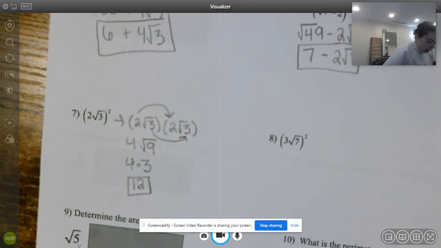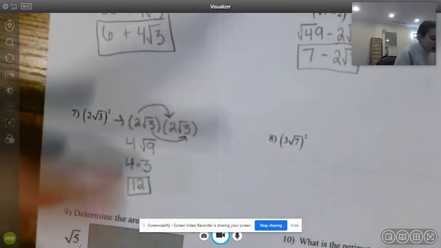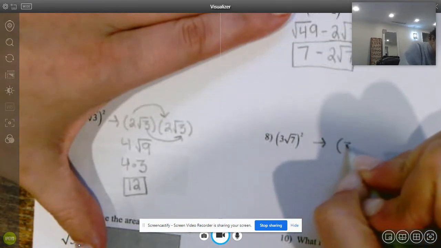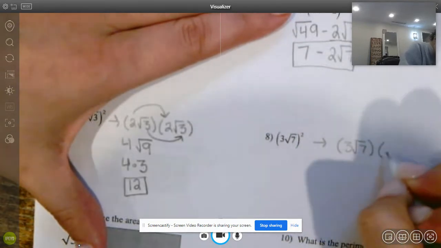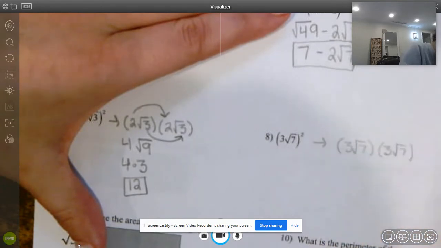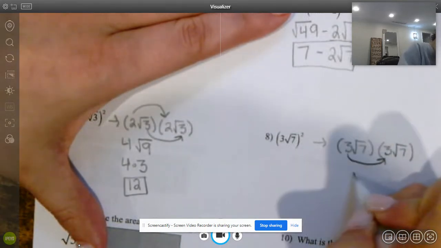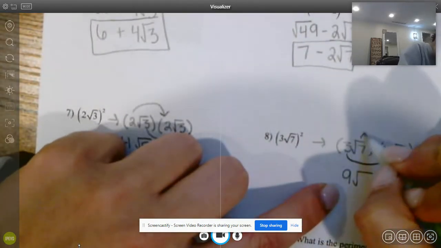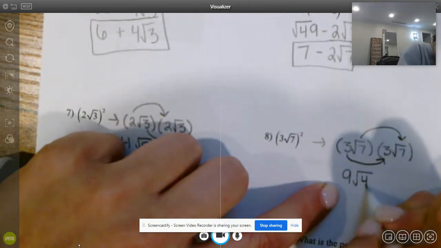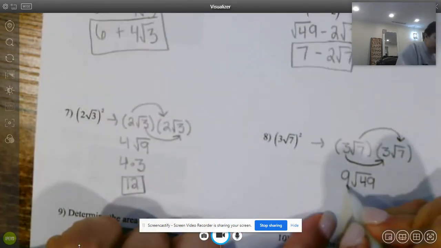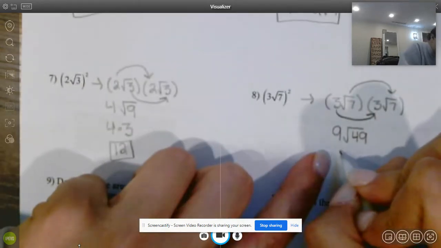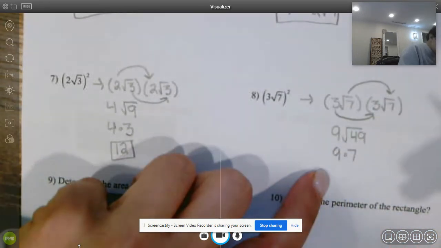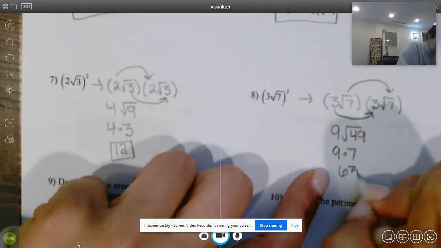And then same thing with number 8. It is a value that is being squared. So this can turn into 3 root 7 times 3 root 7. We can multiply the outers, which gives us 9. 3 times 3 is 9. And then multiply the inners, which is the square root of 7 times the square root of 7, which is the square root of 49. Well, we know 9 is already out by itself, so it's fine. And we know the square root of 49 is 7. So this turns into 9 times 7, which we know is 63.